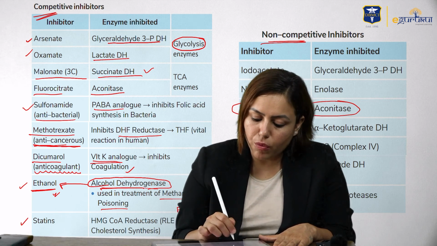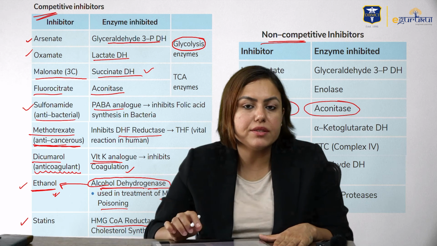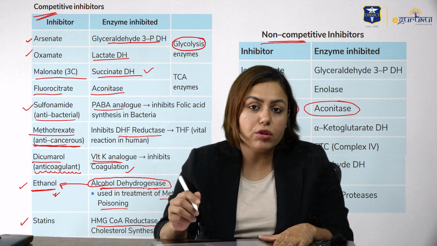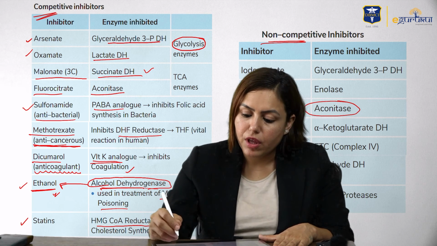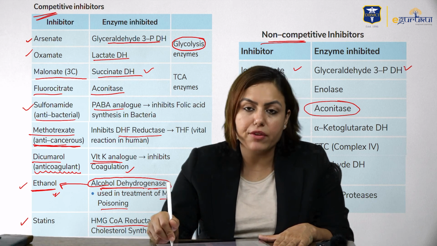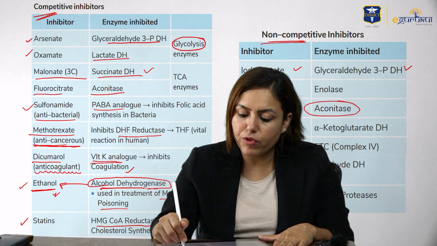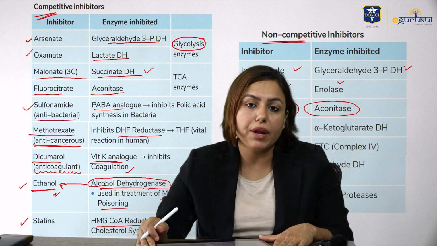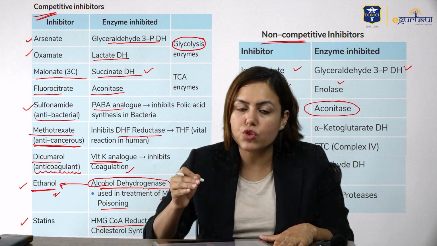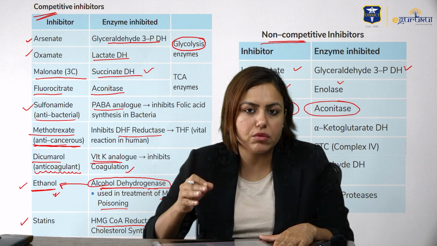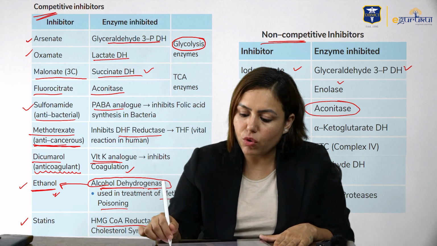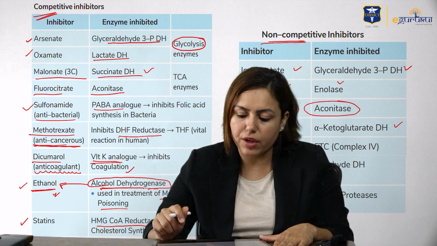Then statins are competitive inhibitors of HMG-CoA reductase enzyme, which is rate limiting enzyme of cholesterol synthesis, right? So you have to learn which is competitive and which is non-competitive. In non-competitive, now other examples are iodoacetate inhibits glyceraldehyde 3-phosphate dehydrogenase. Sodium fluoride inhibits enolase, which is used in blood glucose estimation. Sodium fluoride is present in the gray vacutainer, which is used for collection of blood for estimation of blood glucose, right? Then arsenate also inhibits alpha ketoglutarate dehydrogenase, I told you.